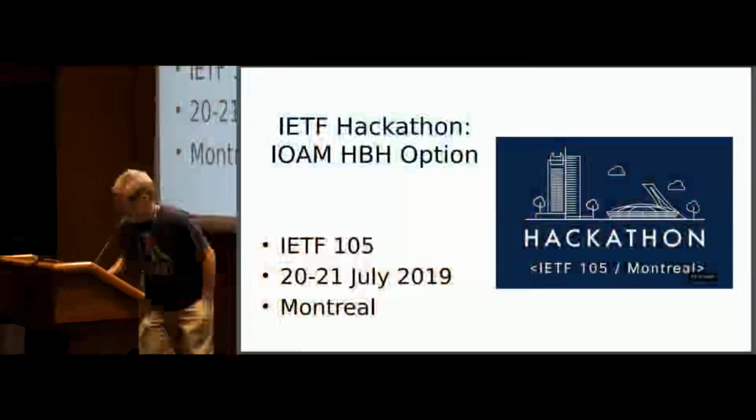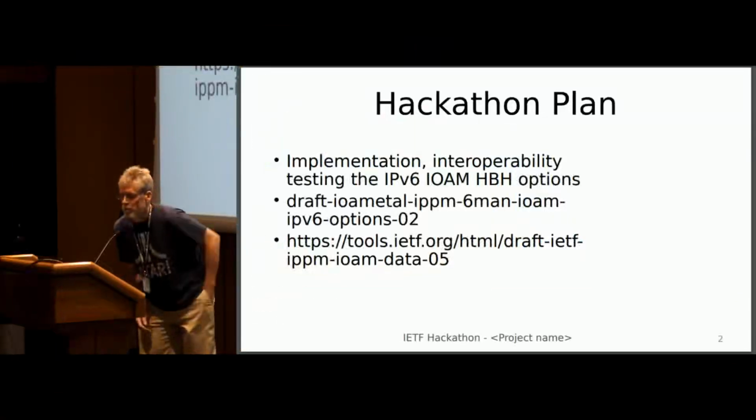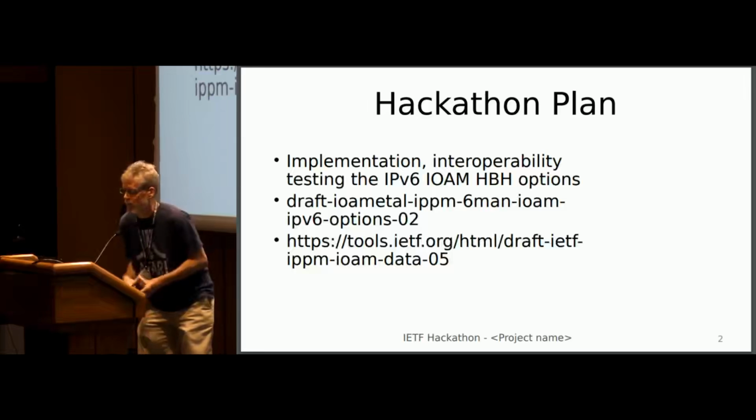So this was a project to do IOAM, which is in situ OAM, operations and management. Basic idea, if you're not familiar, is to have an IPv6 extension header, hop-by-hop option that contains an IOAM option, which is information that the router fills in as the packet goes along its path. So the idea is we're taking metrics and performance measurements from routers in a path.